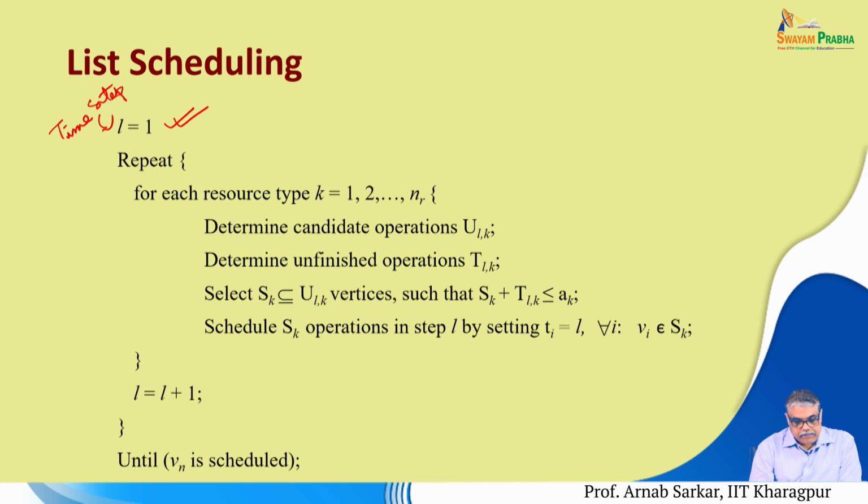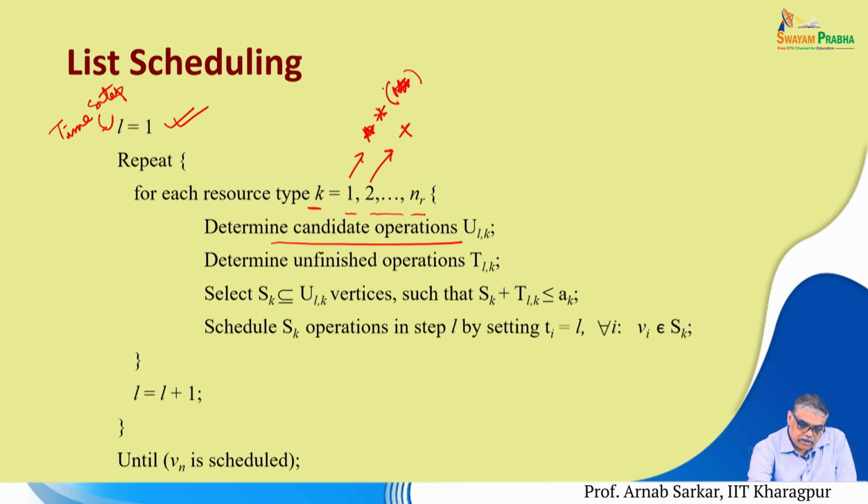Then we repeat for each resource type, k equals 1 up to nr. Let us say k equals 1 represents multiplication, k equals 2 represents addition, etcetera. If multiplication is done by a multiplier, it is a multiplication operation, and this one is addition, right.